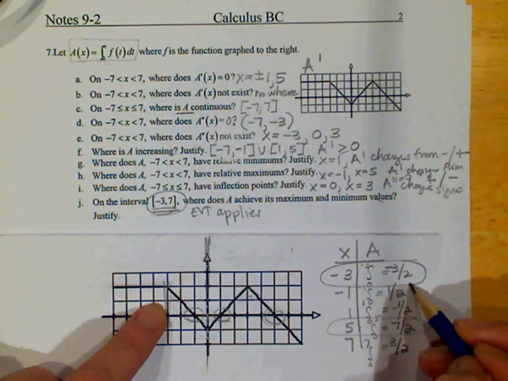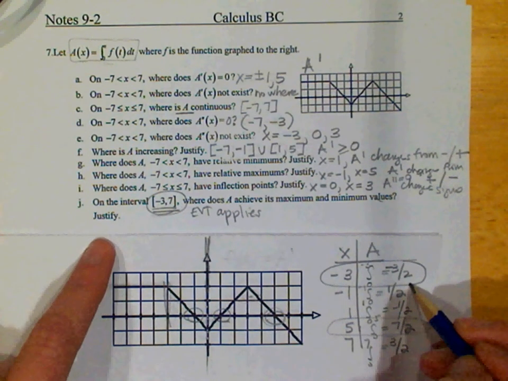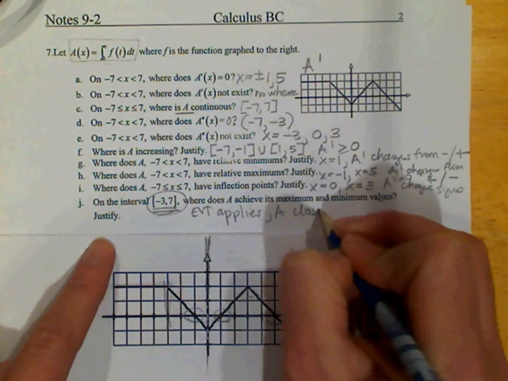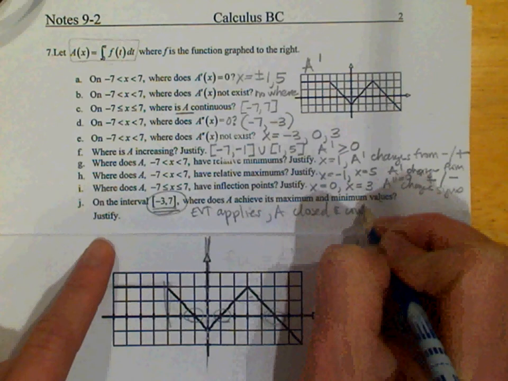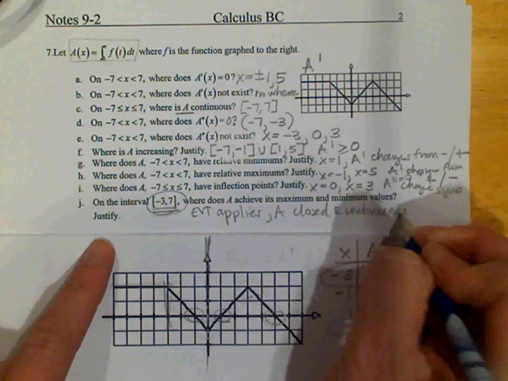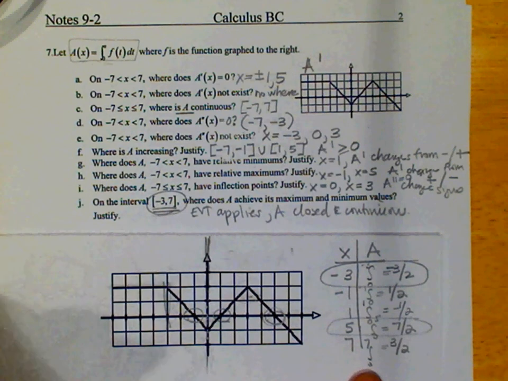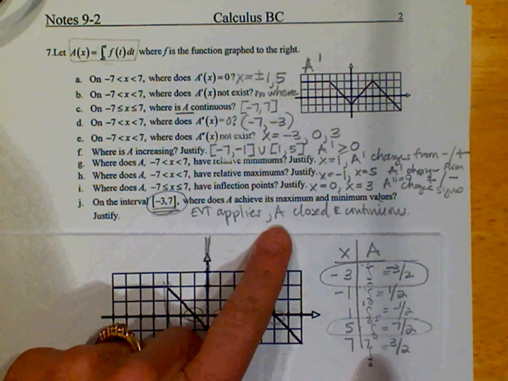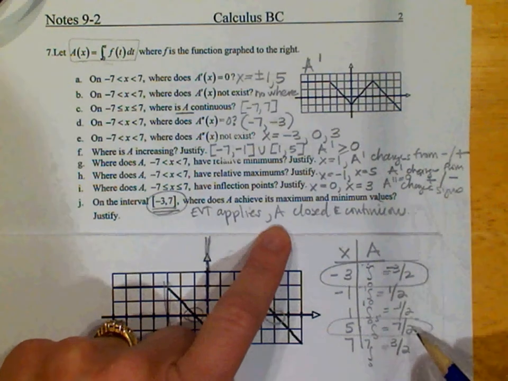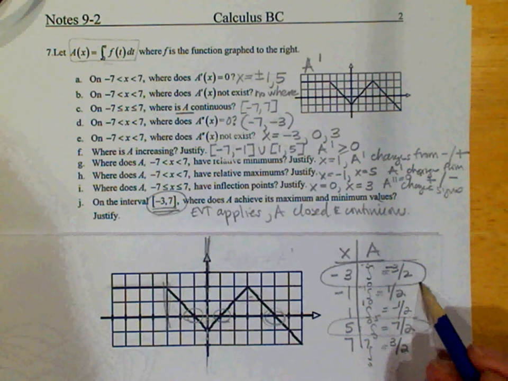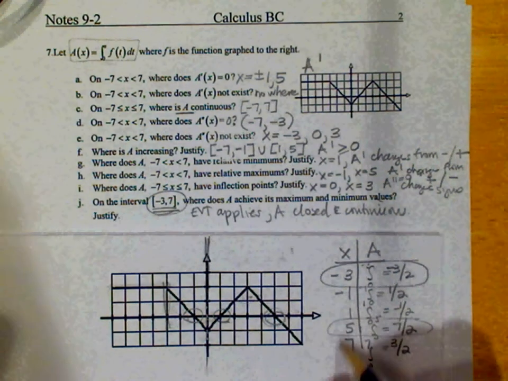So our justification statement is going to say EVT applies, A was closed and continuous. We're going to make a table showing all those values of the area underneath that curve, and then answer with the max and min values. So the max value was 7/2, and the minimum value was -3/2. I'm checking zeros, and I'm checking endpoints.